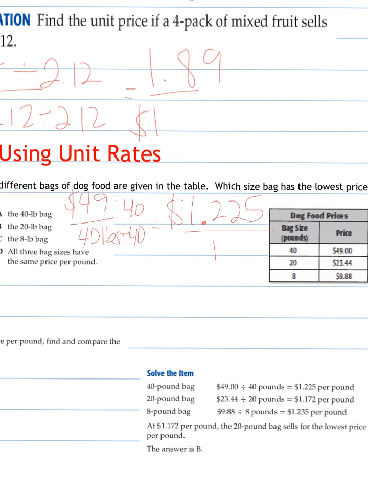Now the 20-pound bag costs $23.44 for 20 pounds. Divide both of these by 20, which is $1.172 for 1 pound. Oops, I forgot to label my pounds. 1 pound. All right. And then we need to do the 8-pound bag as well.